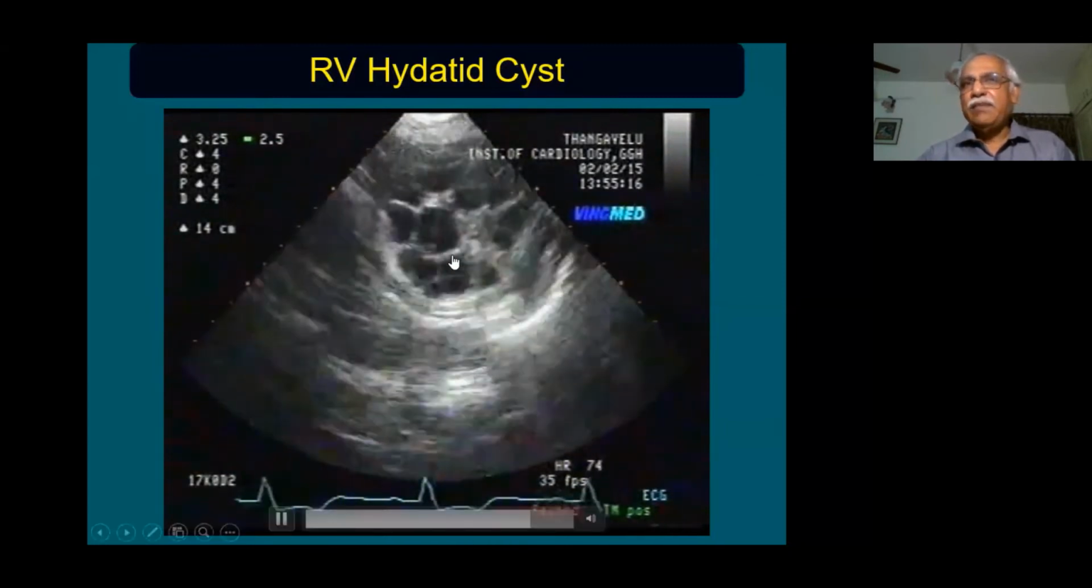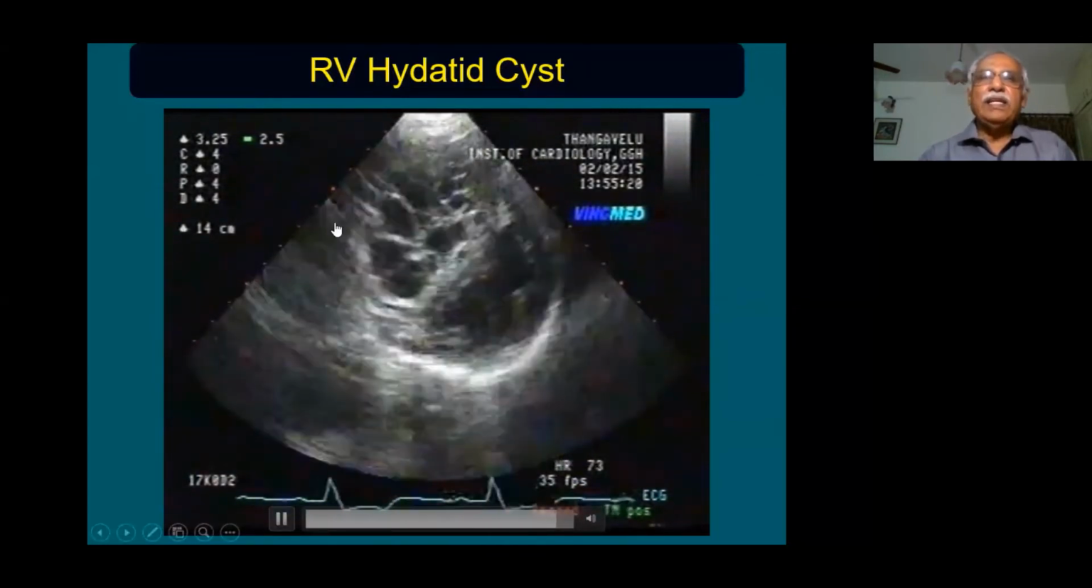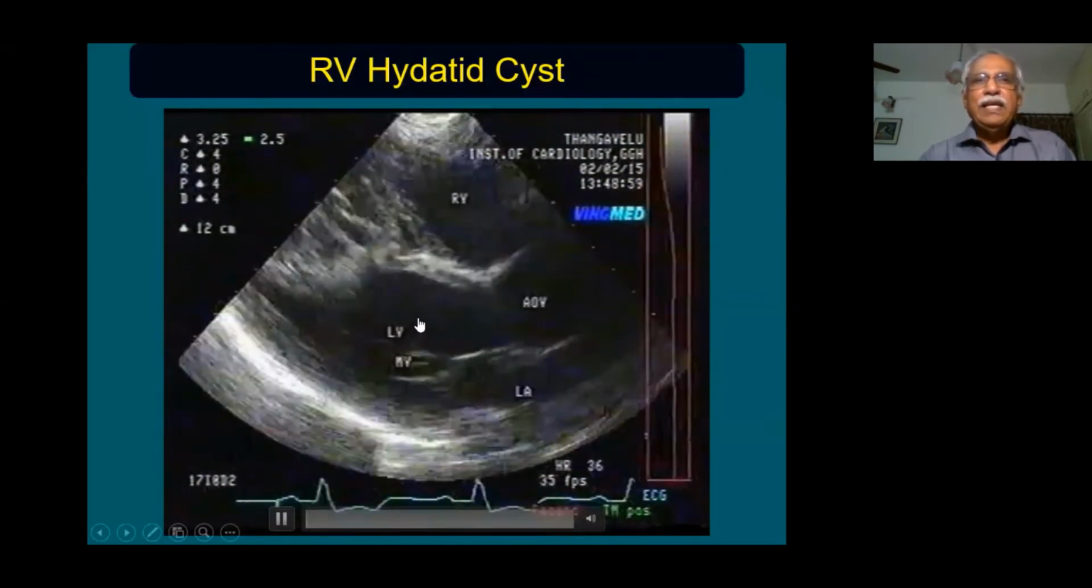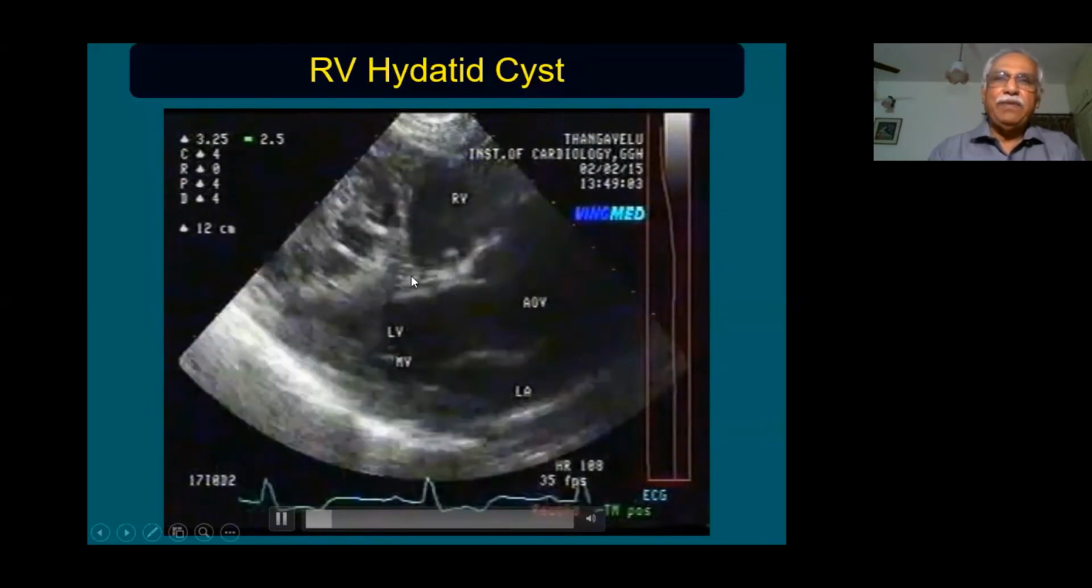The hydatid cyst sometimes can be single. It can be present inside the left ventricle, right ventricle. It can be present inside the atrium. It can even be present inside the interatrial septum.